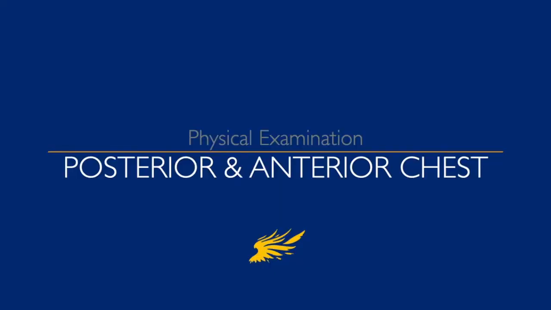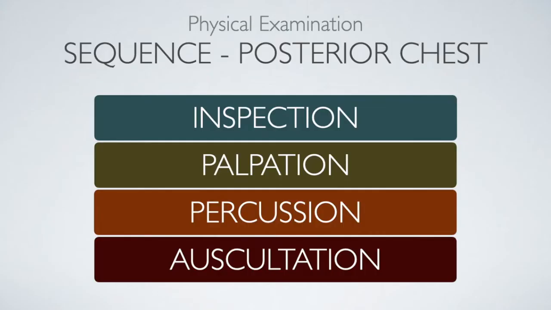All right. And so we move on to the third part, which is the physical examination of the chest and the techniques involved. The sequence in the physical examination of the chest is as follows. First, inspection, followed by palpation, percussion, and finally auscultation. Note that this is the same sequence done when you are examining the anterior chest.